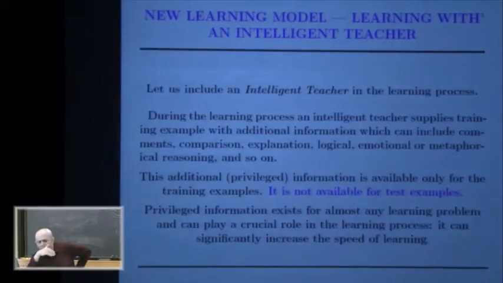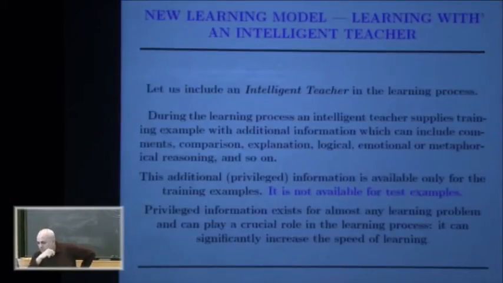Let us include, I call it an intelligent teacher, because in the terminology of machine learning there exists a teacher, but it is a trivial teacher. So during the learning procedure, intelligent teachers supply training examples with additional information, which can include comments, comparisons, explanations, logical, emotional, and metaphoric reasoning, and so on. He's just talking, blah, blah, blah. And this additional information we call privileged information. Privileged, because you have it when you're working with students. You don't have it when you're operating alone. Privileged information is available only for training examples. It's not available for future testing.